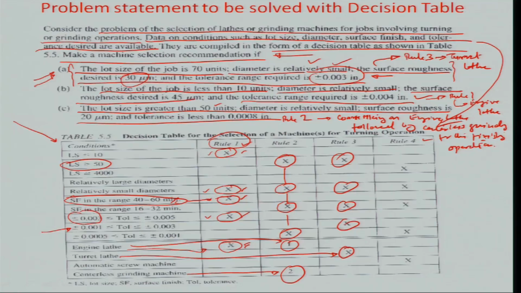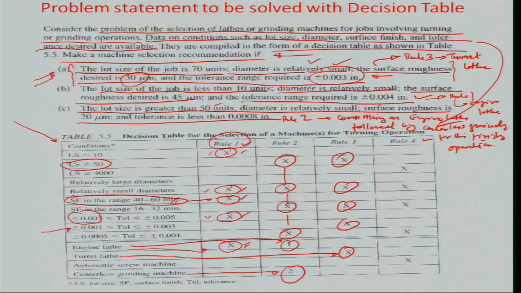So now you probably can understand how one uses the decision table, where the process knowledge is organized in a manner so that selection for a certain condition becomes easy. So now you can make a machine selection recommendation for all the three cases, A, B and C. A from the table comes out to be obeying rule 3, that is turret lathe. B comes out to be obeying rule 1, which is engine lathe. And the third condition, C, is obeying rule 2, which means the engine lathe for coarse machining followed by centerless grinding for the finishing operation on that particular shaft. So this is how you represent using a decision table.